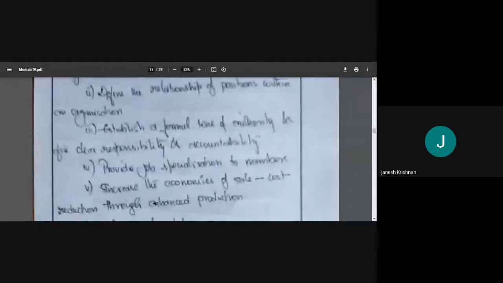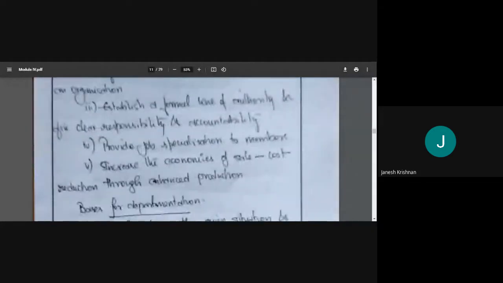Then provide job specialization to members. So in your department, engineers, you were all grouped together, right? So all of you have a civil engineering background. So what is in our company? We might need someone for architecture. Okay, 3D architecture might be needed, or structure designing may be needed. What we'll do? We'll have specialization.